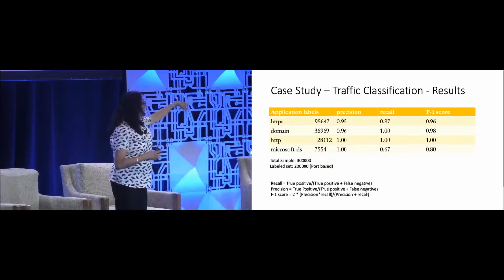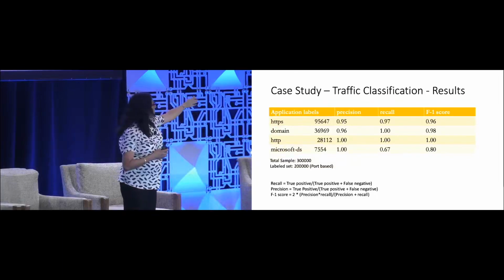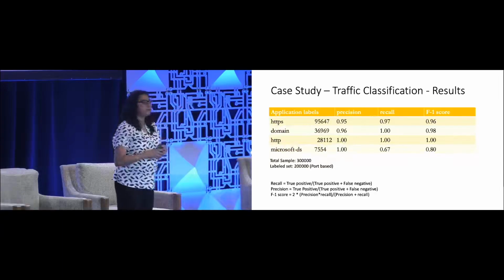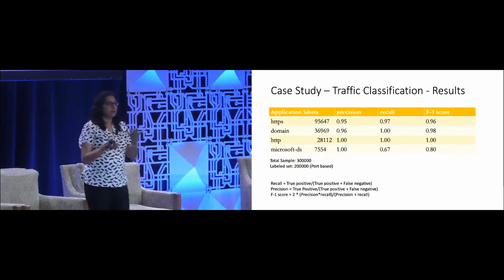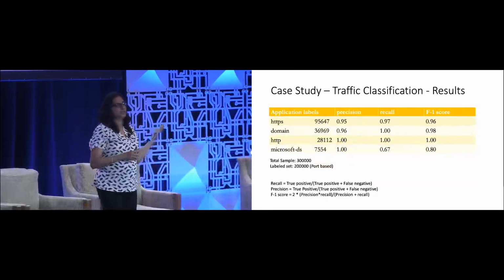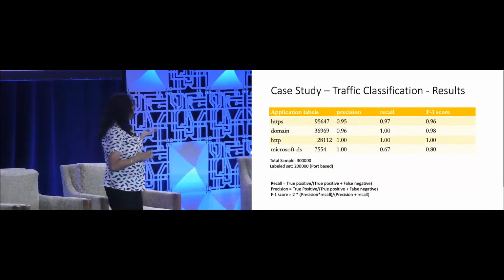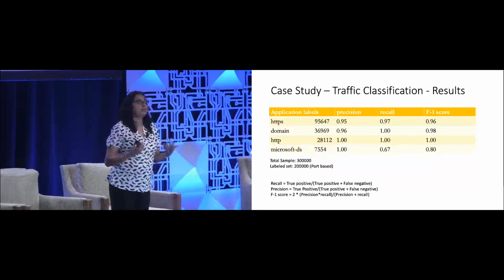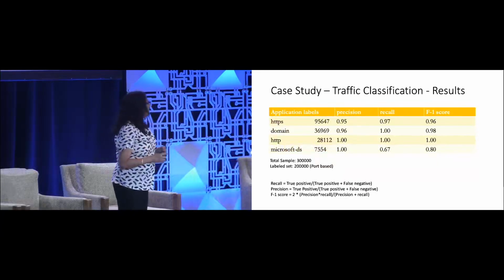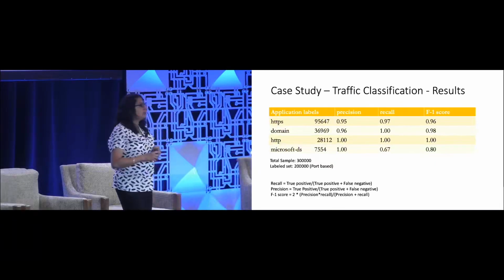And so we had provided the labels using the port-based approach. So this many labels, and this was the precision and the recall. The F1 score is a combination of precision and recall. Precision is how accurately it identified, and recall is how well it was able to remember. So if you see the Microsoft domain server, it wasn't able to recall, and we think it's because the number of samples was too small.